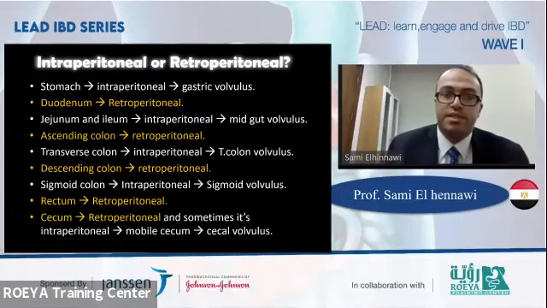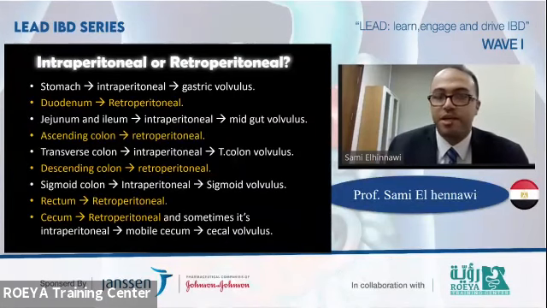The stomach is an intraperitoneal structure. The duodenum is retroperitoneal. The jejunum and ileum are intraperitoneal. The ascending colon is retroperitoneal. Transverse colon is intraperitoneal. Descending colon is retroperitoneal. The sigmoid colon is intraperitoneal, and rectum is retroperitoneal.